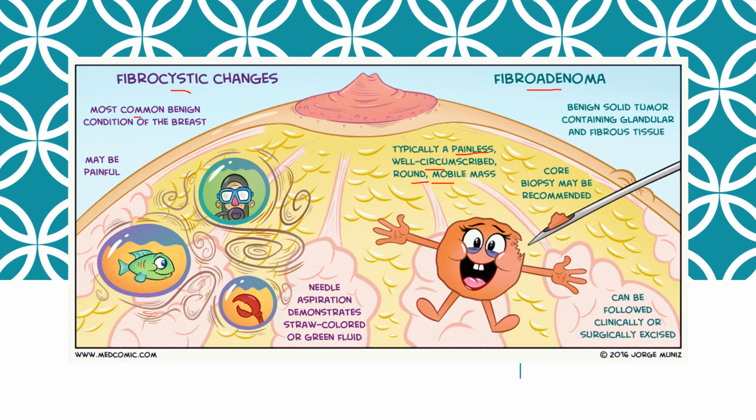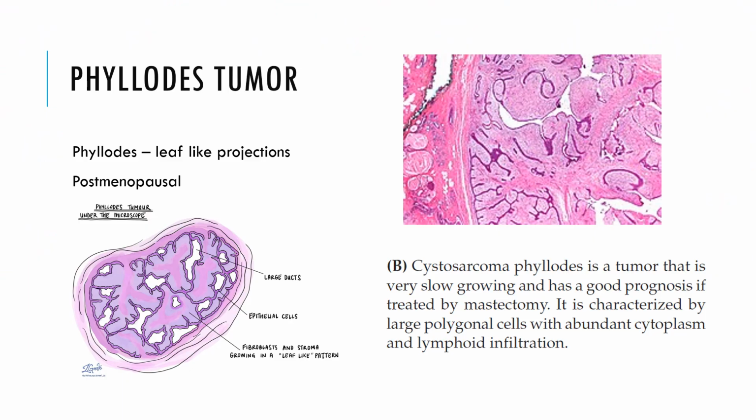Fibrocystic changes are the most common benign condition of the breast. It may be painful. Needle aspiration demonstrates straw-colored or green fluid. So straw-colored fluid, and there can be pain. So that is fibrocystic changes and fibroadenoma.